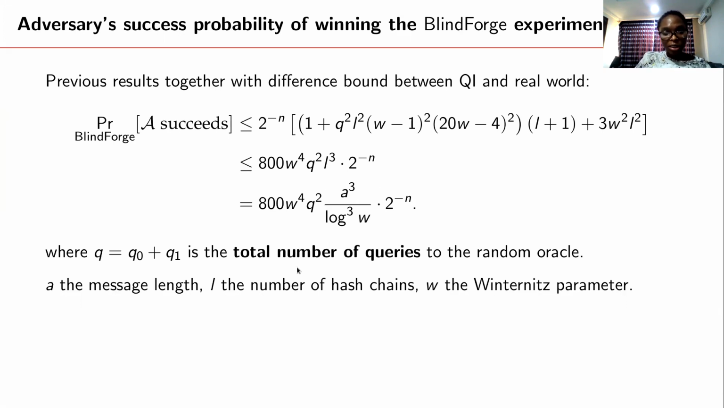From this result, we can say that the Winternitz one-time signature scheme is one-time blind unforgeable.